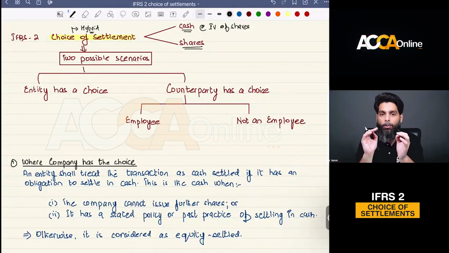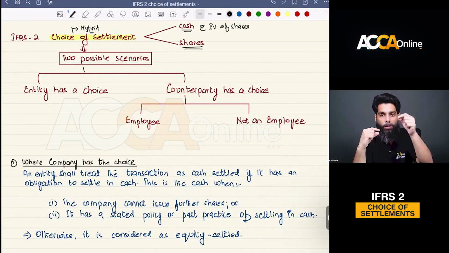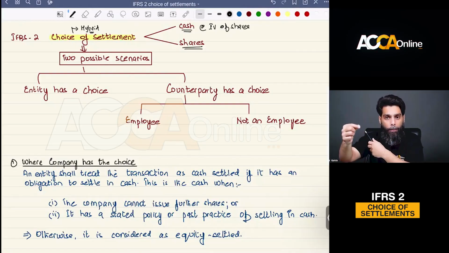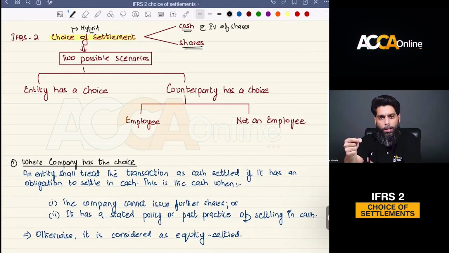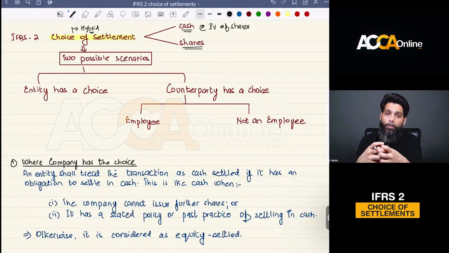Now, the question would be, normally whenever we have simple equity options, we treat those options like equity settled share-based payment. You just told us what to do. Otherwise, if we have share appreciation rights, they are treated as cash settled share-based payment, and you just told us what to do. But sir, what happens in a hybrid transaction? There can be both consequences. It can be a cash consequence, it can be a shares or equity issue consequence. Sir, how do we account for these transactions?